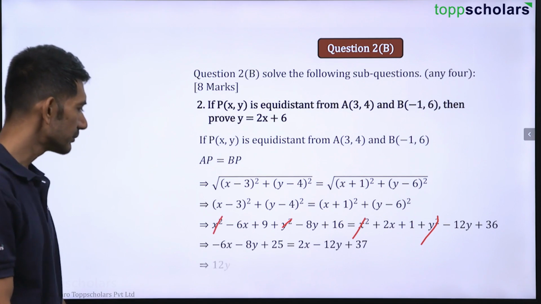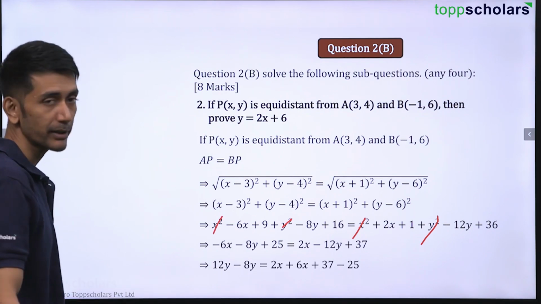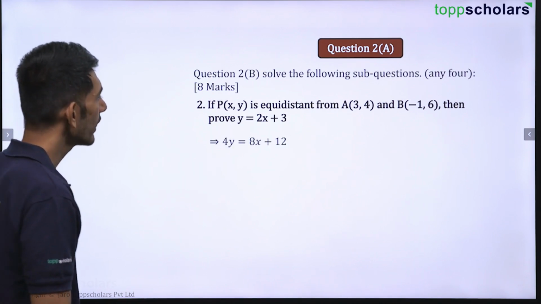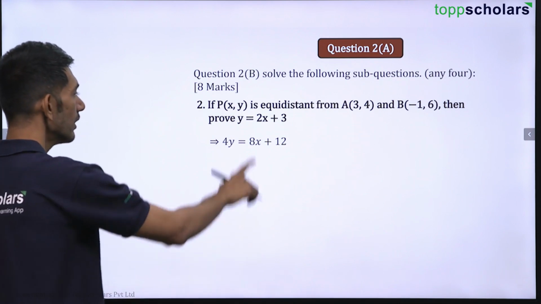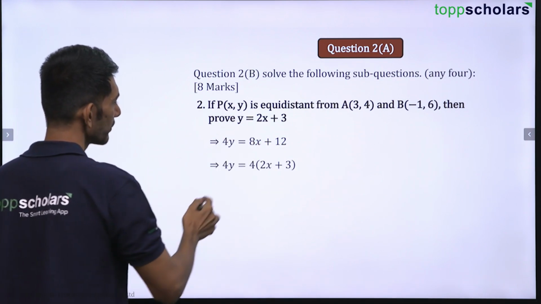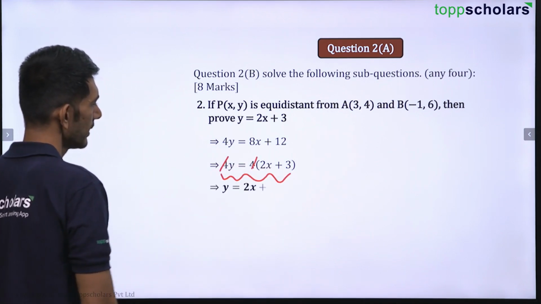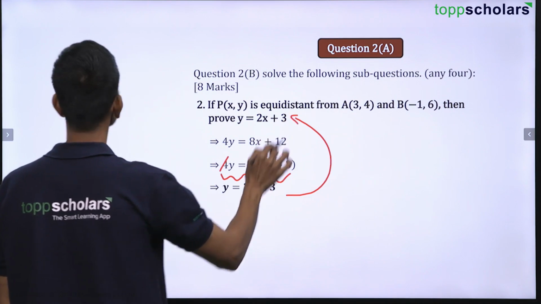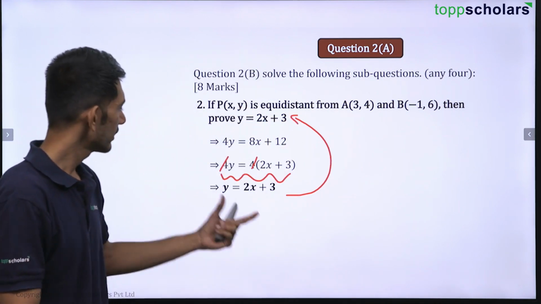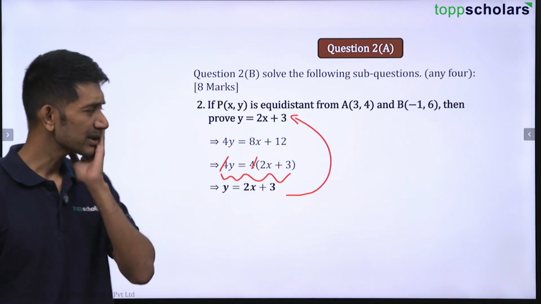So shuffle the terms, you get 12y minus 8y is equal to 2x plus 6x plus 37 minus 25, and then ultimately once you solve this, you get 4y is equal to 8x plus 12. Now you can divide by 4. So you get y is equal to 2x plus 3 after you divide by 4. And this is proved, correct? So we have already proved that the value of y is equal to 2x plus 3. Easy. Nothing much in this.